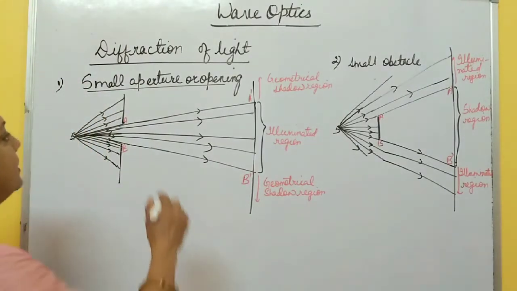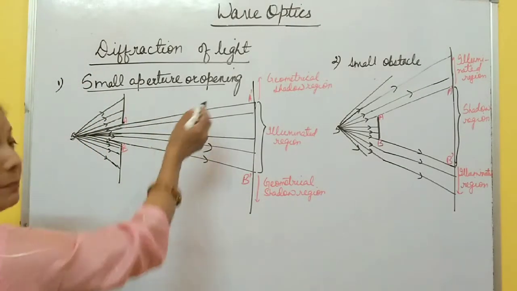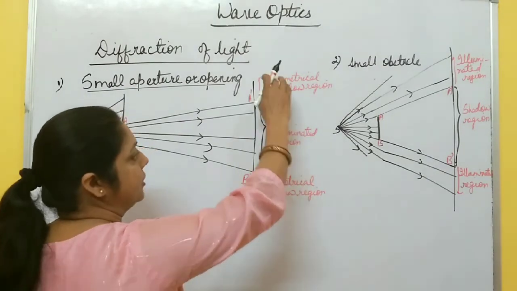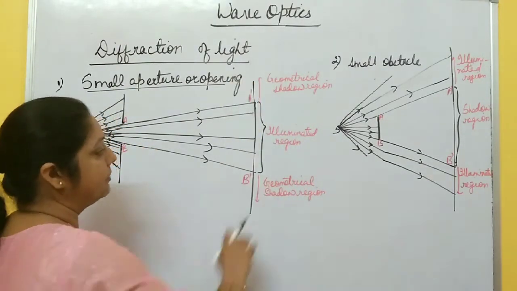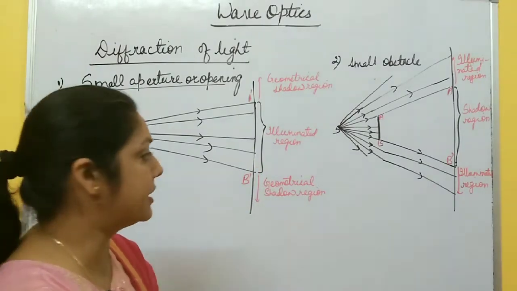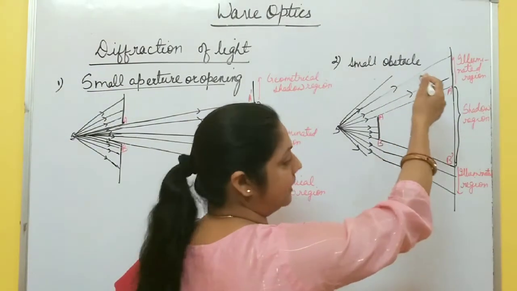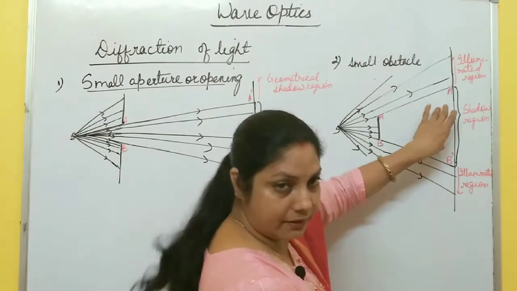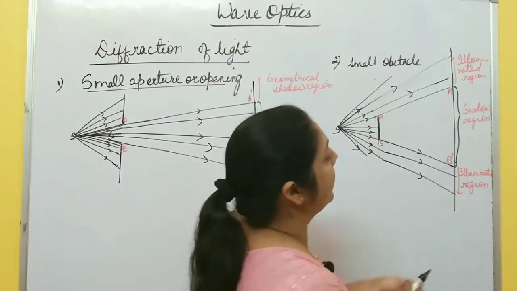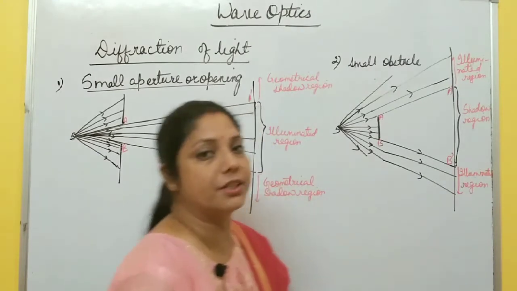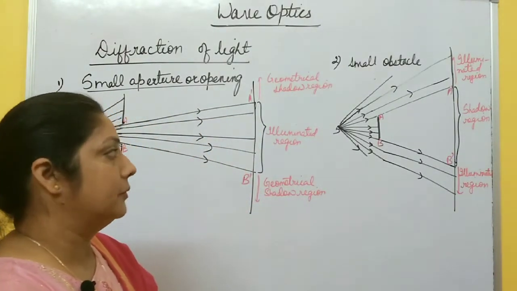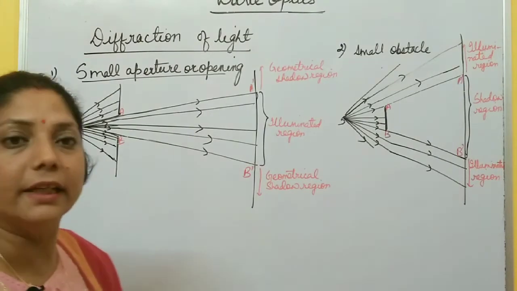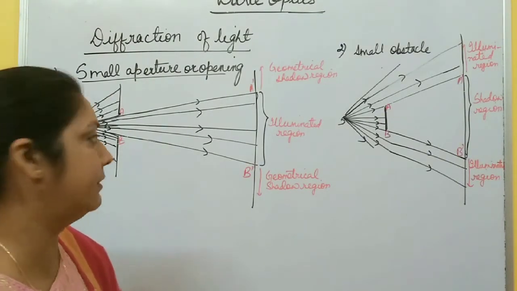So you must remember this: in case of a small aperture opening, an illuminated region is formed at the center and geometrical shadow regions are formed above and below the illuminated region. And in case of an obstacle, a shadow region is formed at the center on the screen, and above and below, illuminated regions are formed. All this happens due to rectilinear propagation of light, right?